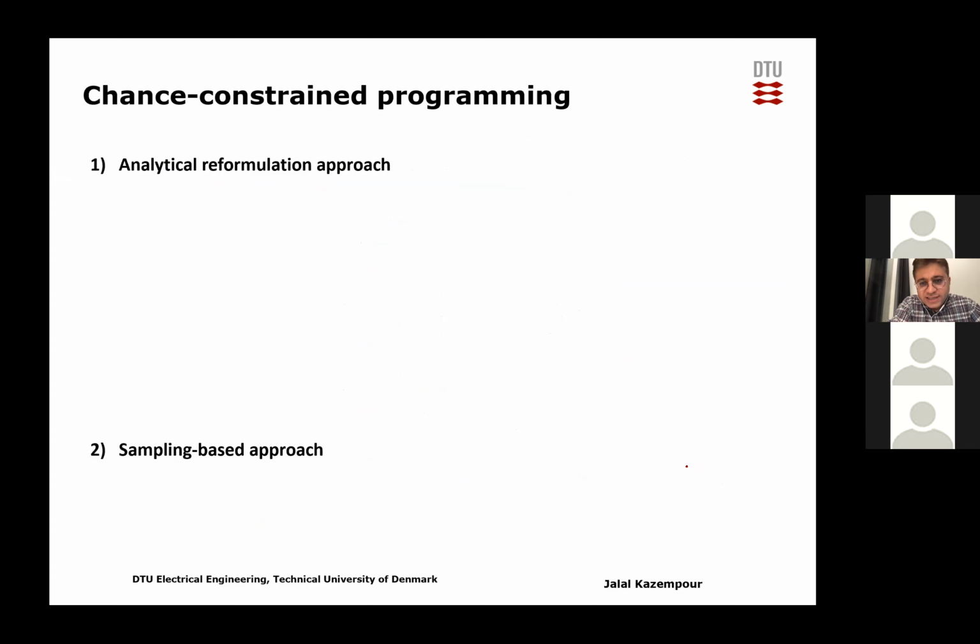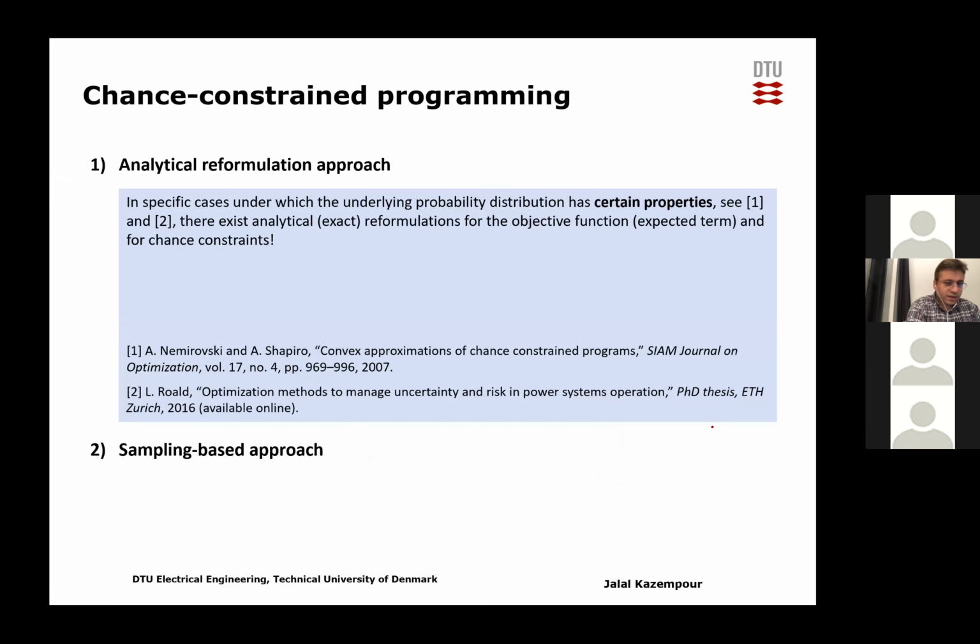But how can we solve chance constraint programming? We have in general two approaches: either analytical reformulation or sampling-based approach. Depending on our given probability distribution of the underlying uncertainty, if it has certain properties, I'm not going to list those properties, but for example, our distribution should be unimodal, and so on. Just check references 1 and 2, the paper of Nemirovski and Shapiro.